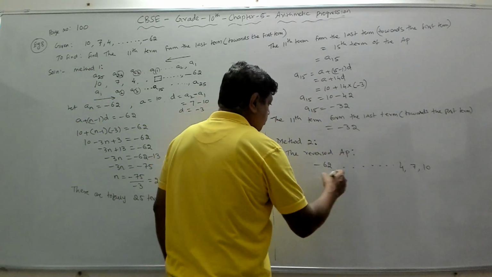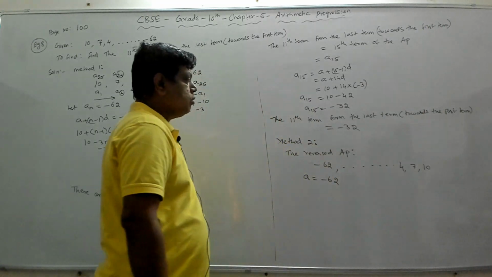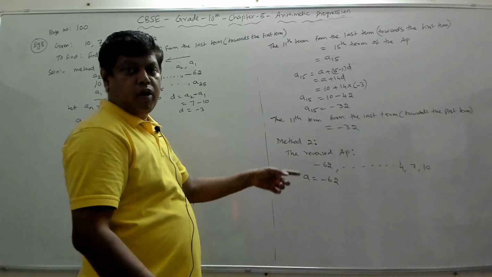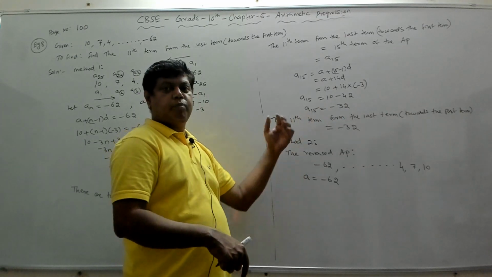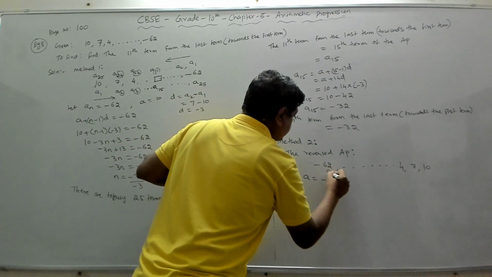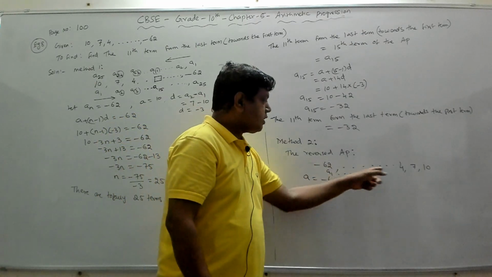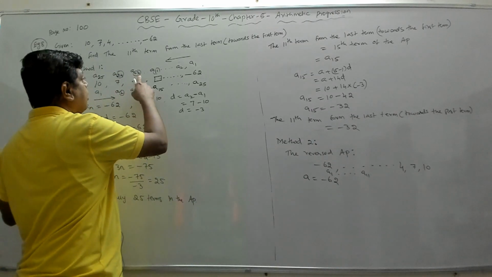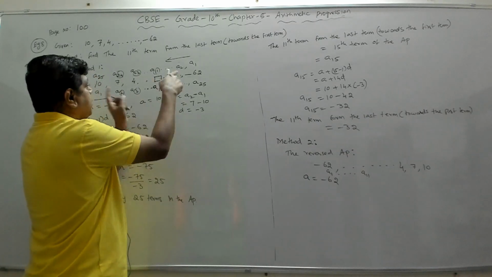Now what is this AP's first term? A is minus 62. The first term of this AP is minus 62. Now for this we should find the 11th term. After you reverse the AP, if you find the 11th term of this AP, it will give the 11th term from the reverse, because we reversed the AP. So now this has become A1, and like that we have to find A11. The 11th term of this reversed AP will be the 11th term of the original AP from the reverse.